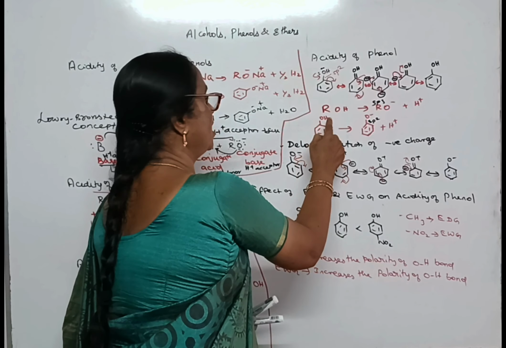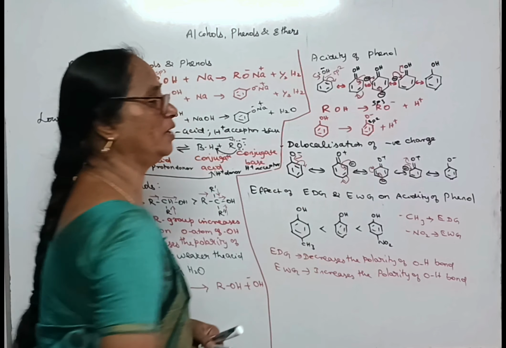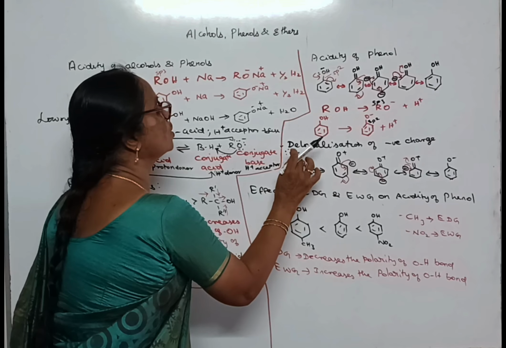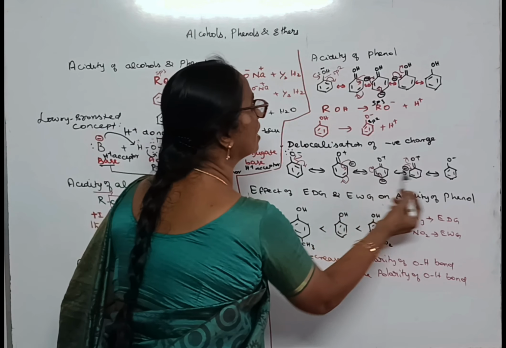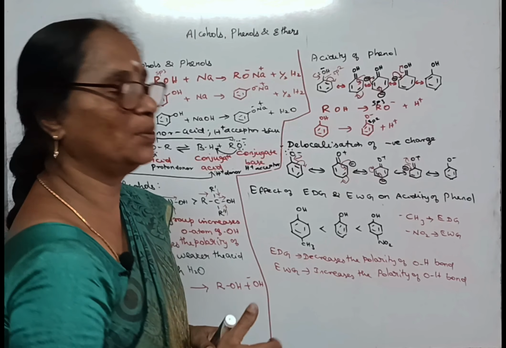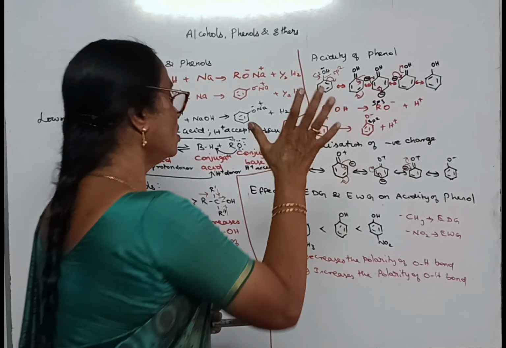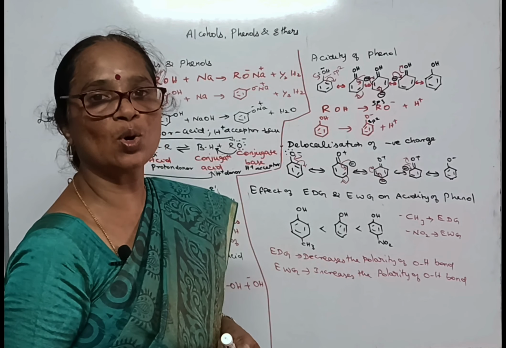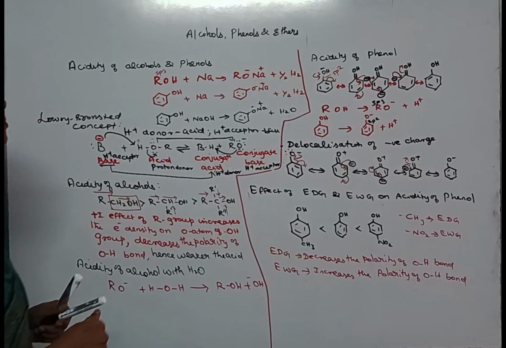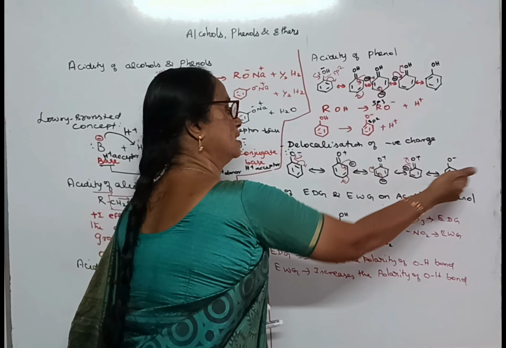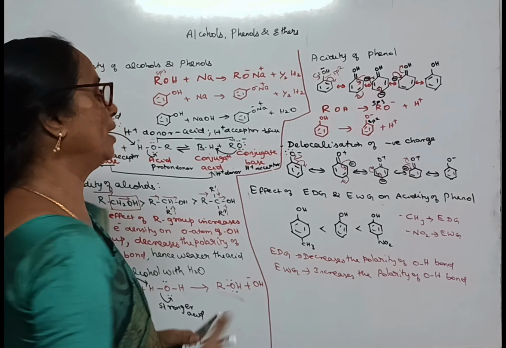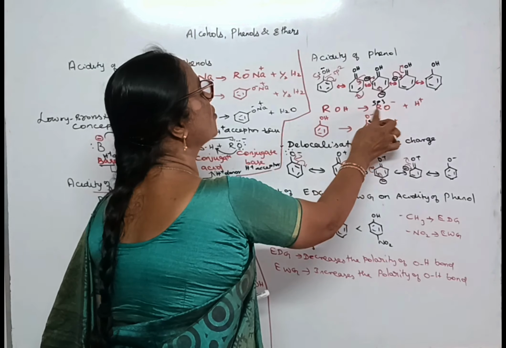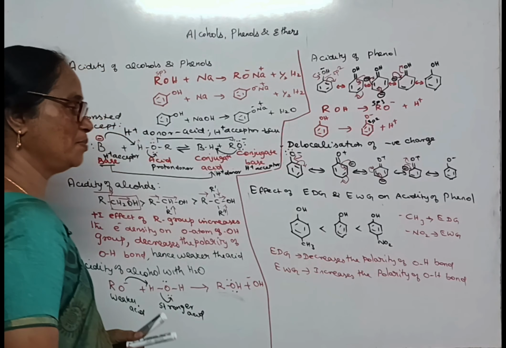So in phenol, after the loss of the proton, we get the phenoxide ion. Here the negative charge gets delocalized over the benzene ring. So once again the phenoxide ion is stabilized through resonance. From this resonance stabilization, it confirms phenols are more acidic than alcohol. The phenoxide ion is further stabilized by resonance, but such resonance stabilization is not observed in the alkoxide ion because the oxygen is attached to an sp3 hybridized carbon.